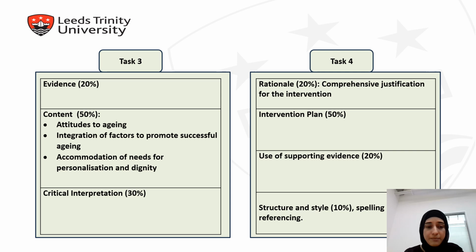So in critical interpretation, obviously how you are critically analyzing that specific policy, we are going to look into that. So that is again making up 100, but there's no need to worry about that. We will take the average of both of the tasks.